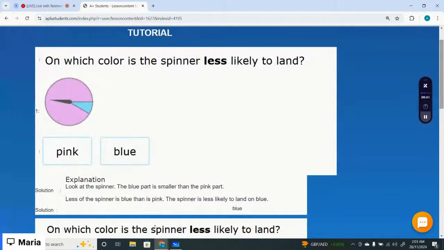So the spinner has two colors, pink and blue. The spinner has a smaller blue portion and a bigger pink portion. So it will be less likely to land on blue because the smaller portion is blue. Got it? The color that is small on the spinner is less likely to land. So here, blue is the smaller portion, so the spinner is less likely to land on blue. Got it?